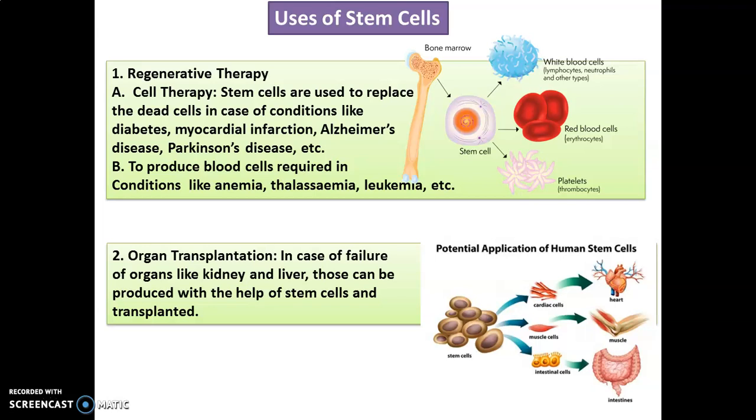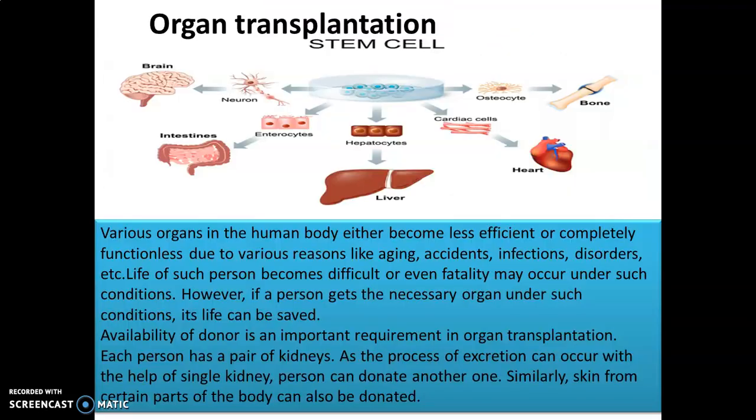Then organ transplantation. In case of failure of organs like kidney or liver, these can be produced with the help of stem cells and then transplanted. So as we have discussed in the previous slide, before the differentiation, the stem cells are treated with the biochemical stimulus. It could be a cardiac cell, that is a cell of the heart, a muscle cell for the muscles, and an intestinal cell for the intestine. So whichever organ I want, I could develop that. Of course, children, it is not so simple as we are talking, but it is a very revolutionary concept. We can actually do it with the help of biotechnology and stem cells.